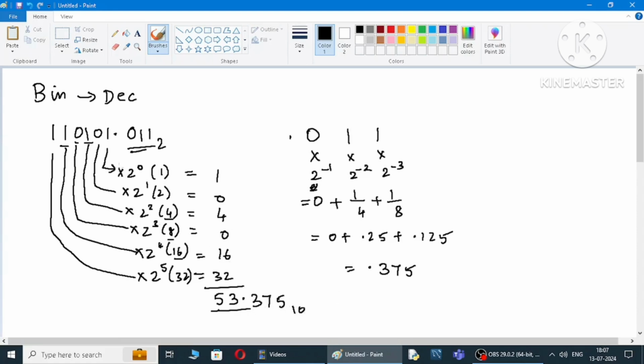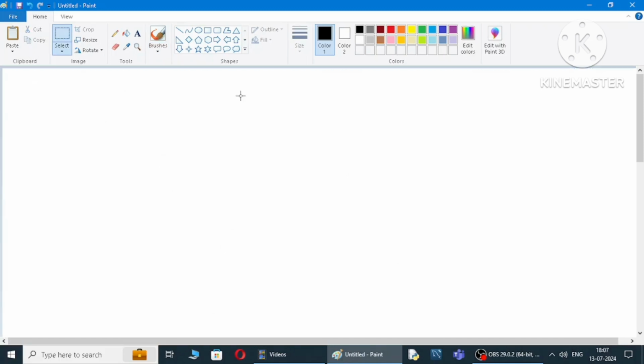So continuously multiply the whole number part with the powers of 2 and the decimal number part with the minus powers of 2, and add all the products, you will get the decimal equivalent. So this is with respect to binary, so you multiply with the powers of 2. In case it is octal to decimal, you have to multiply with the powers of 8. So let us see how to do that.